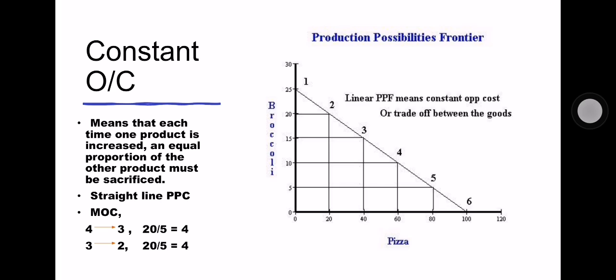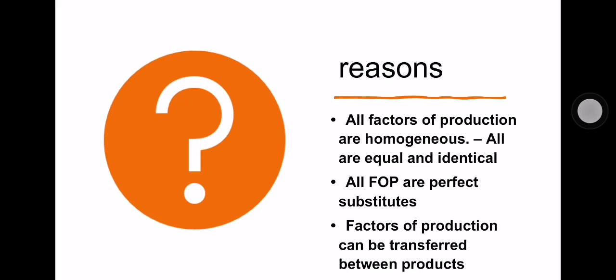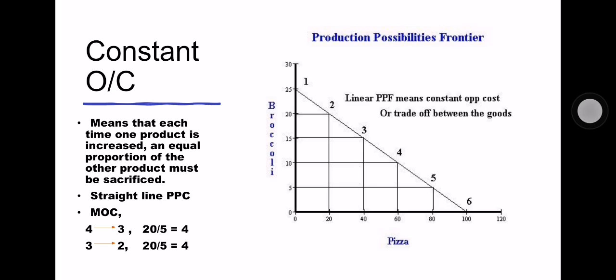This is only something in theory, because it's obvious. How could the resources used in pizza be the same resources used in producing broccoli? Alright, it's absurd, but we use this for theory. Alright, so first thing is all factors of production are homogeneous. Therefore, all factors of production are perfectly substitutable.